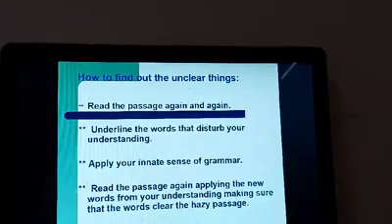That is how you have to use your innate sense of grammar, and you have to read the passage again and again, applying new words, applying new pronouns from your own understanding, and you have to make sure that the word you have picked from your memory, from your knowledge, should clear the total context, and it clears the hazy passages where extracting meaning is difficult for you.